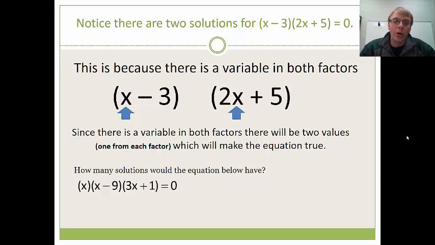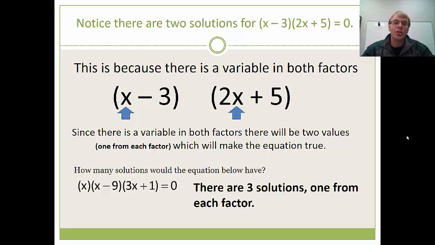Let's look at an example down below here. In this equation, how many solutions would this equation have? Well, hopefully, thinking about what we just said above, you realize there's going to be 3 solutions, one from each factor, because you can see there's a variable in each factor. If we have a factor that does not have a variable, then that factor will not be contributing a solution to the equation. But every factor that has a variable, when we use the zero product property, will be giving us a solution.